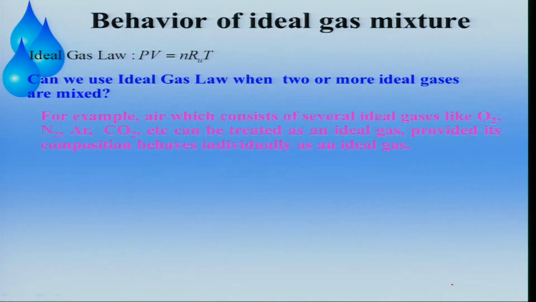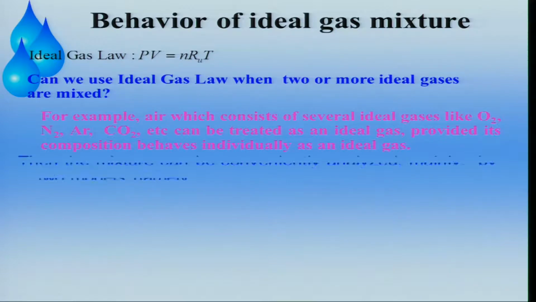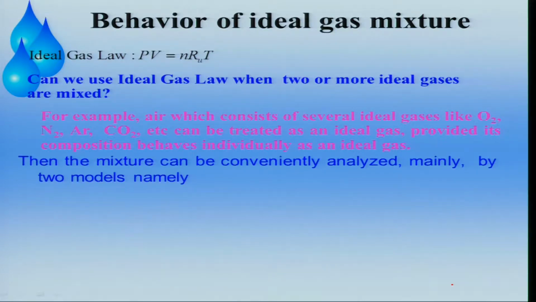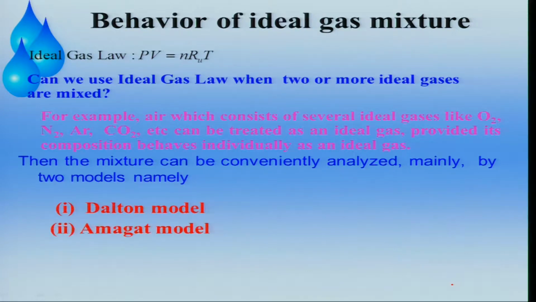It can be done only when each individual component behaves as an ideal gas. For example, air consists of several ideal gases like oxygen, nitrogen, argon, carbon dioxide, and so on, and can be treated as an ideal gas, provided the components behave individually as ideal gases. That is very important. Under this condition, the mixture can be conveniently analyzed mainly by two models, namely the Dalton model and the Amagat model.